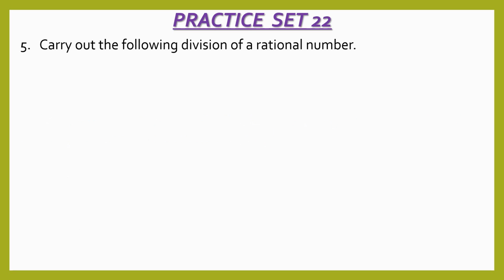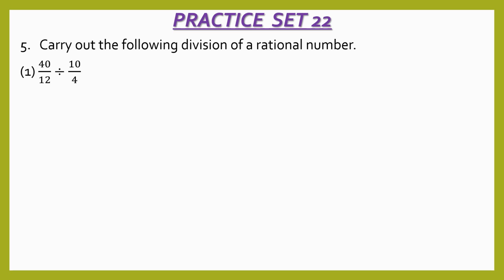Now let us do the last sum of practice set 22, the last question, that is, carry out the following division of rational numbers. We have seen multiplication of two rational numbers, subtraction of two rational numbers and addition of two rational numbers. Now the remaining operation is division. So here we are going to see division of two rational numbers.